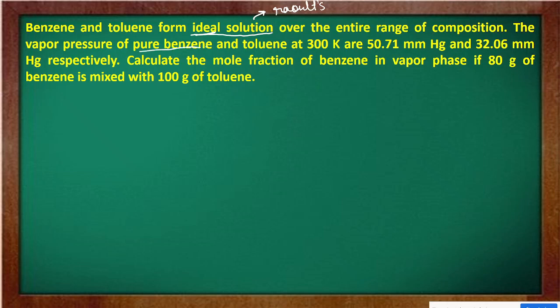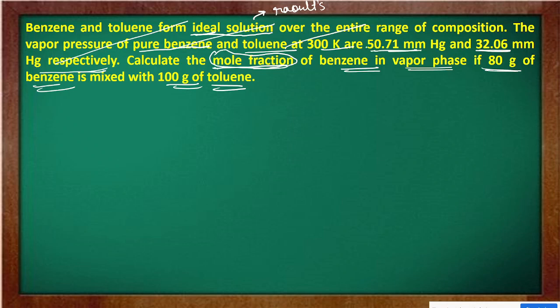The vapor pressure of pure benzene and toluene at 300 Kelvin are 50.71 and 32 mm of mercury respectively. Now we have to calculate the mole fraction of benzene in the vapor phase if 80 gram of benzene is mixed with 100 gram of toluene. If you remember, for calculating the mole fraction, there is no relation with the vapor pressure. It means that all of the above information is just given for confusion. This part from here up to here is not required in this question at all. The main part of the question is from here.